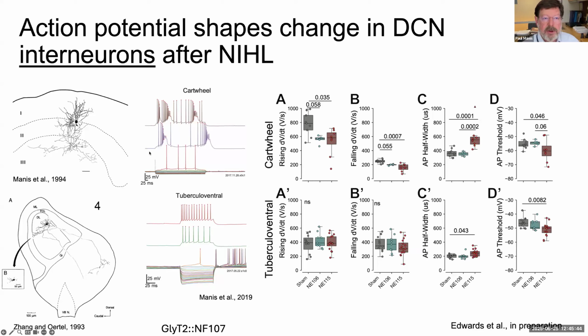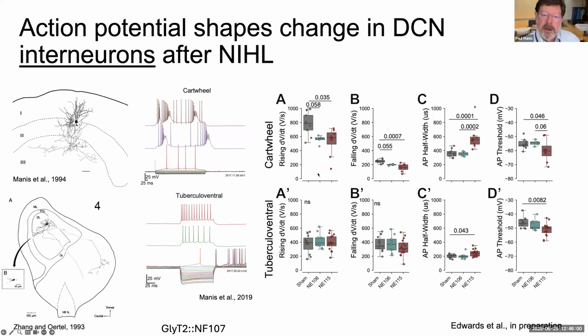So this is a characteristic response of the cartwheel cells, showing their complex spike burst. And these are tuberculoventral cells showing regular firing. This is a diagram from Zhang and Oertel showing a tuberculoventral cell in the mouse DCN, its projection to the VCN.